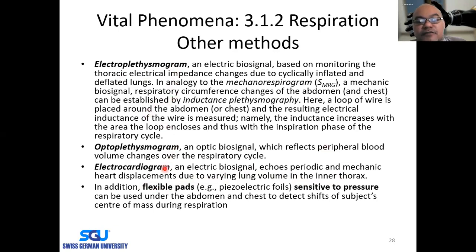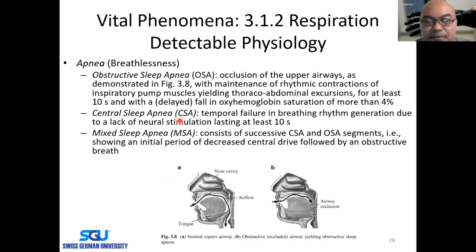We can also use flexible pads like piezoelectric foils sensitive to pressure, and use them under the abdomen and chest to detect the shift of the subject's center of mass during respiration. So these are different ways of measuring respiration.